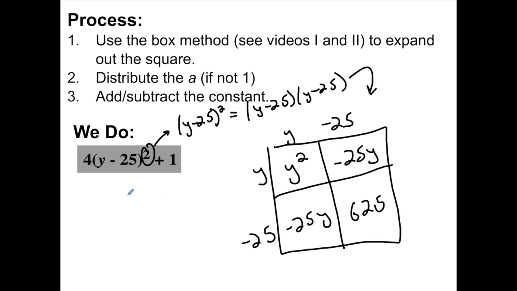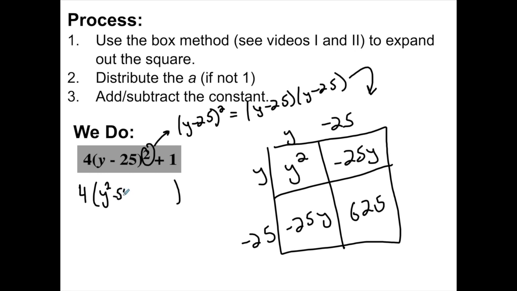Okay, so then what do I write now? What do I start with here? First I write, don't forget to write your 4, because it's not 1. We're going to have to remember to do something with that. Then here we're going to write y squared, and then how many y's?